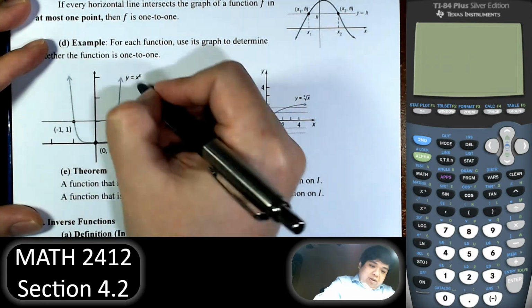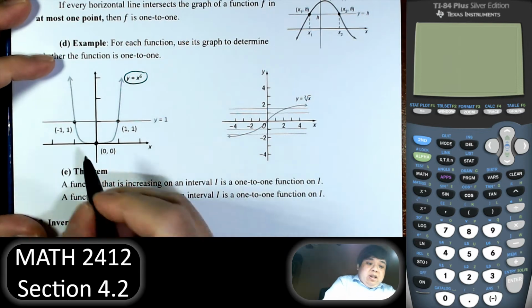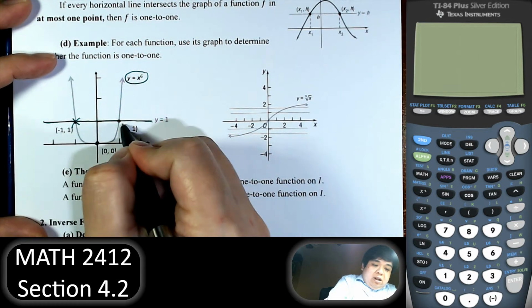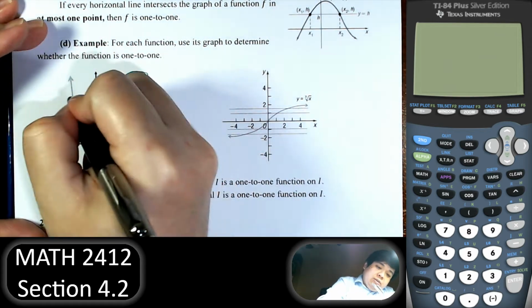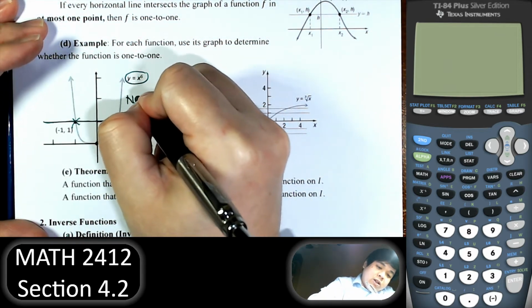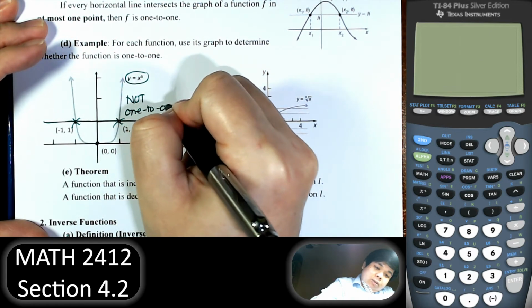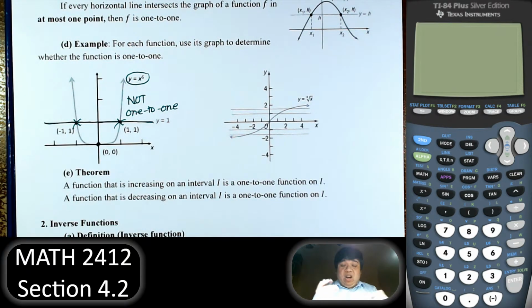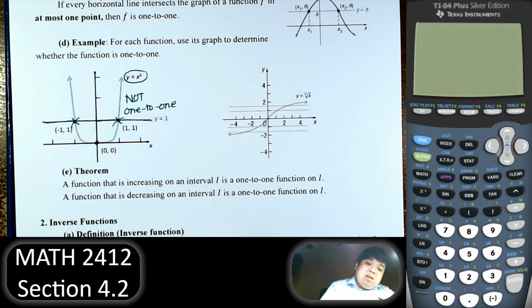Same thing here, we have an example: the graph of y equals x to the 6. We see here there's a horizontal line that intersects the graph at 2 different points. So this is not one-to-one, because different x values produce the same y values. That cannot be the case, and it fails the horizontal line test.